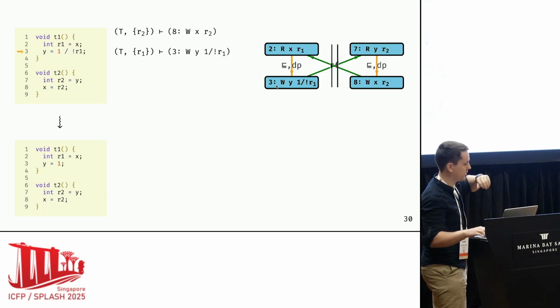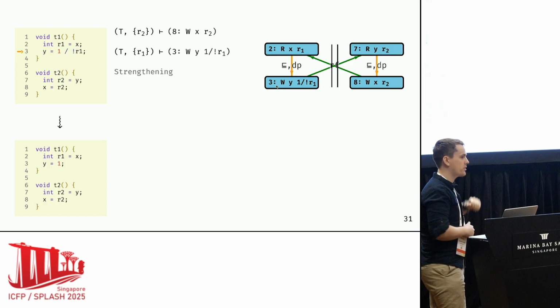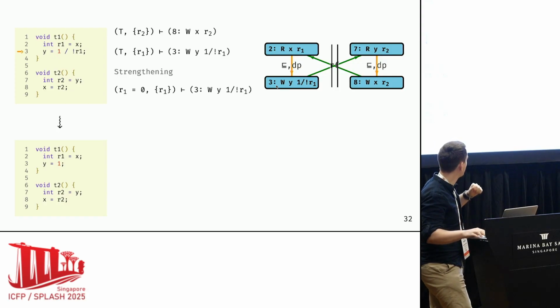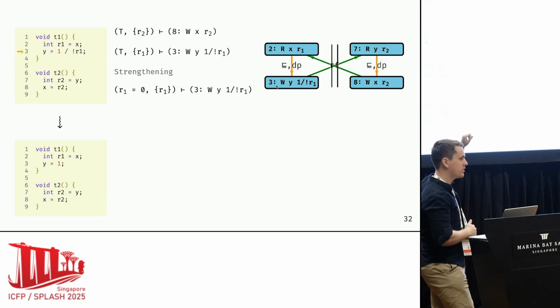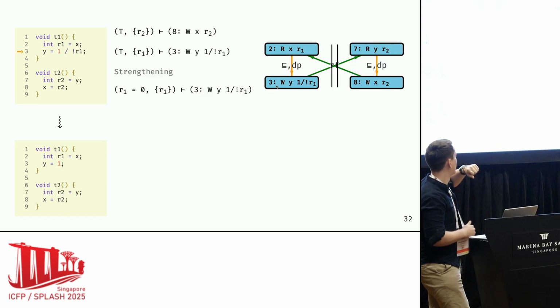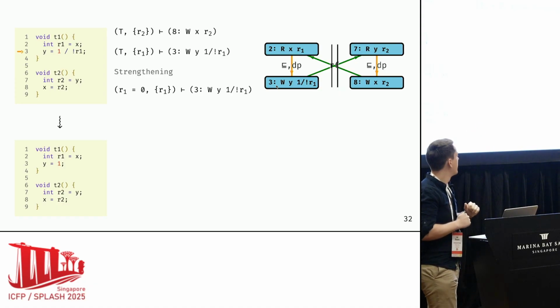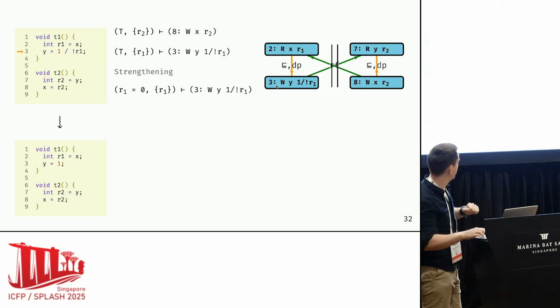And from here, we can perform a strengthening elaboration. This adds a control dependency. In this case, we'll choose to add R1 equals 0. And this simply means that this write happens in fewer executions. So this is fine to do.